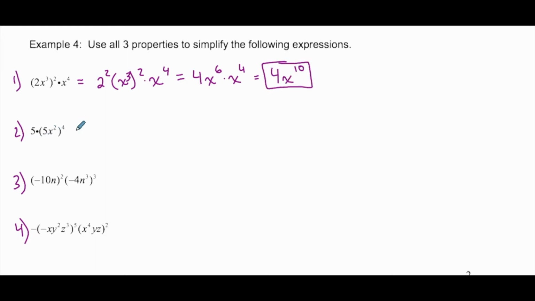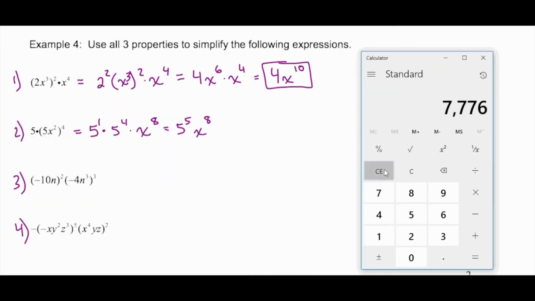5 times this. I'm going to have 5 times 5 to the fourth times x to the 8th. I can actually simplify this too. There's always an imaginary 1. We don't write it. So I could say, oh, 5 to the first times 5 to the fourth is 5 to the 5th. I still don't know x to the 8th.